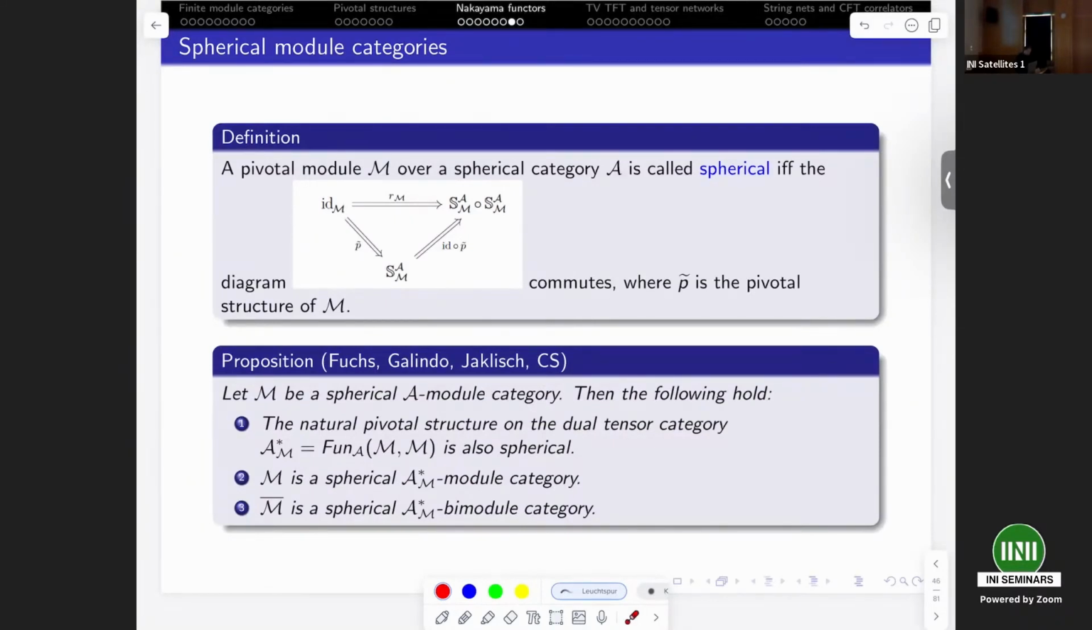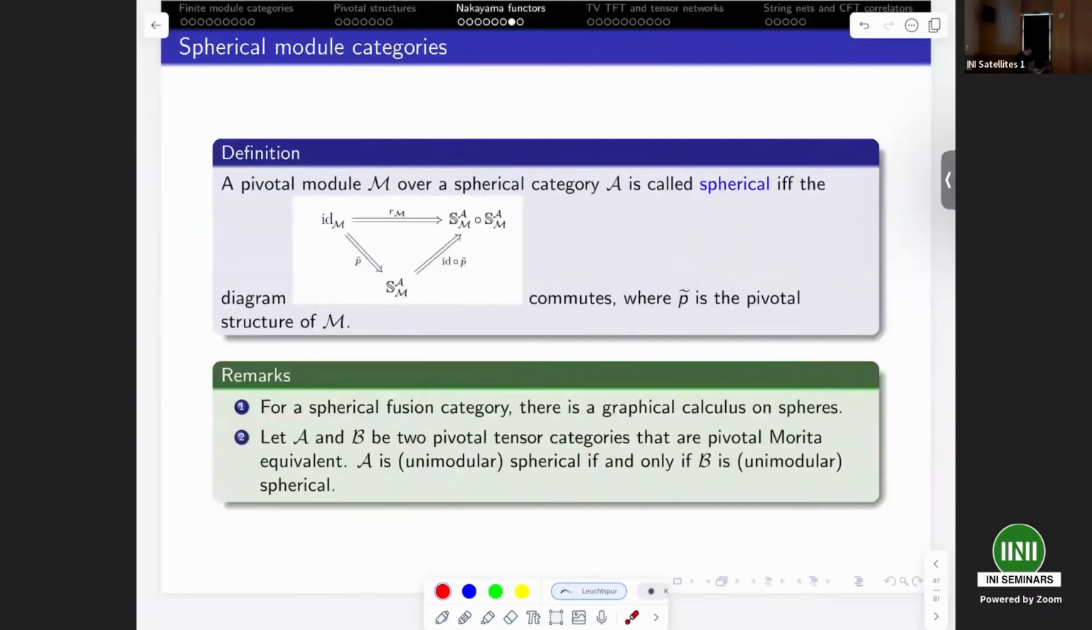So if you have summarized it in terms of these categories, you can define what a spherical module category is. And a spherical exact module category will have the property that this other monoidal category is automatically spherical. And if one is a spherical module category, the other one is also spherical.